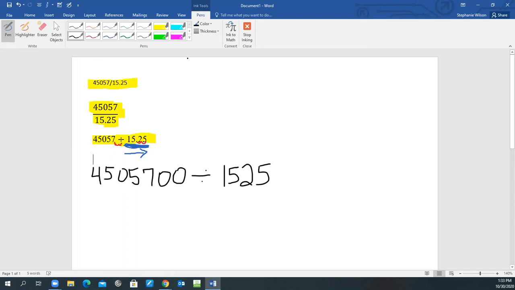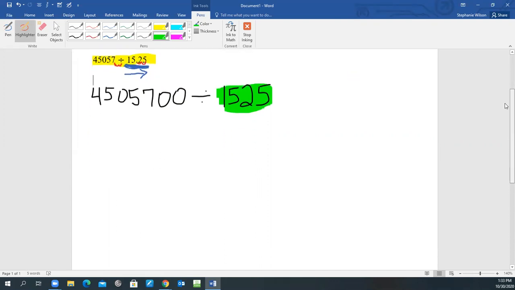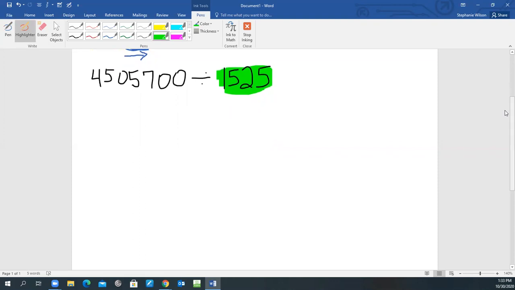So now that I've got my divisor, my denominator, as a whole number, and I applied the same method to the numerator as I did to the denominator, now I can go to the next stage. The next stage says I'm going to set it up as long division and divide it out. So let's get this going. My divisor, my denominator, goes on the outside.